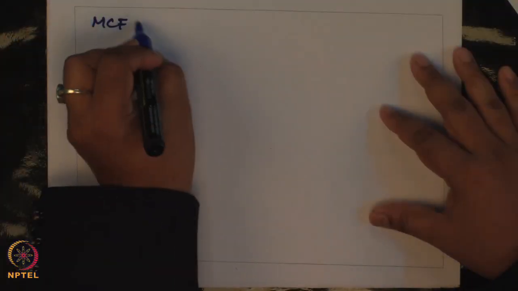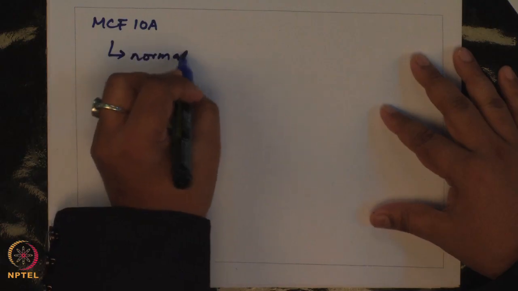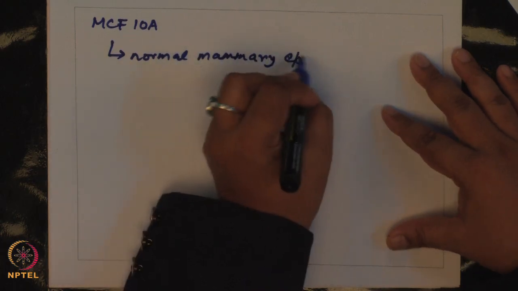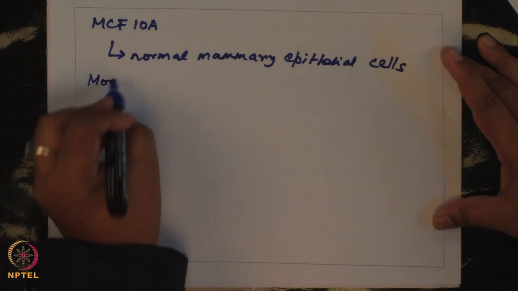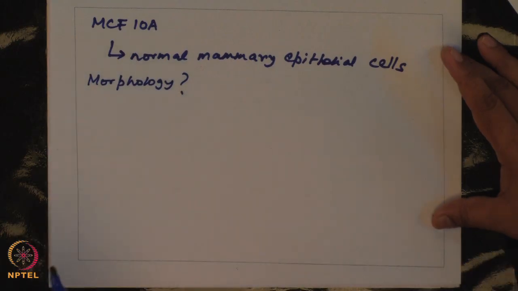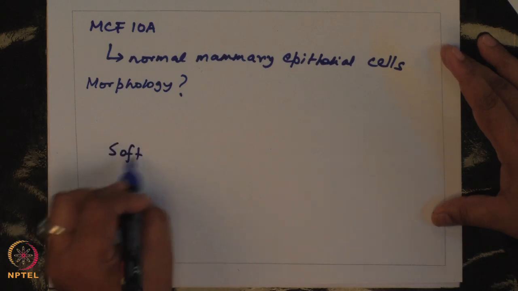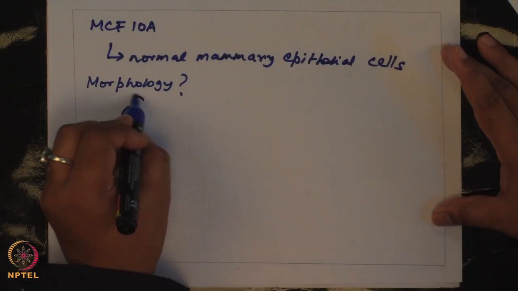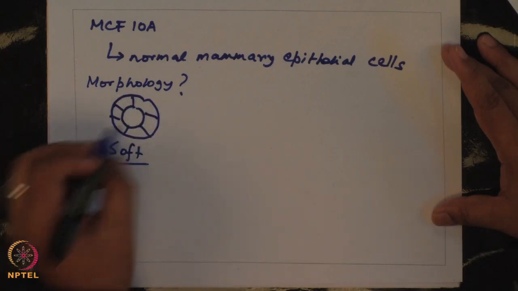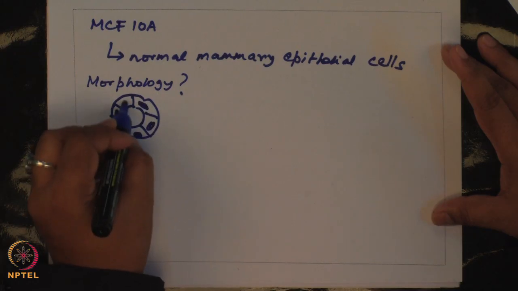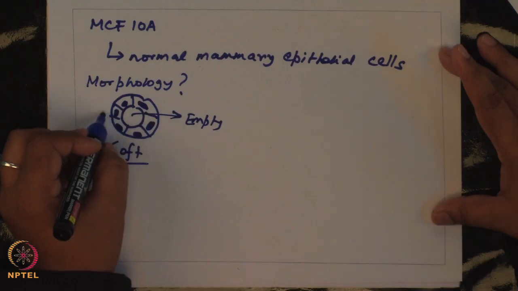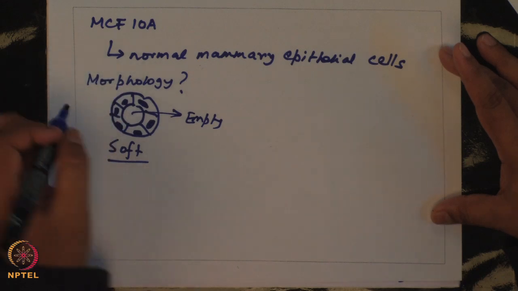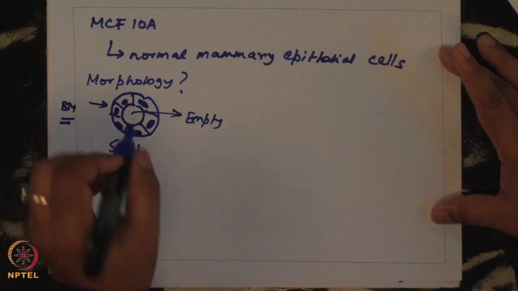So, what she did was she plated MCF10A cells. These are normal mammary epithelial cells. And she asked what is the morphology of these cells. On the 1 mg per mil gel, so on the soft gels, what she found was the cells formed this acini like structure. In this acini, the center portion is empty, and these are individual cells which are connected together. You have basement membrane at the periphery of these cells.